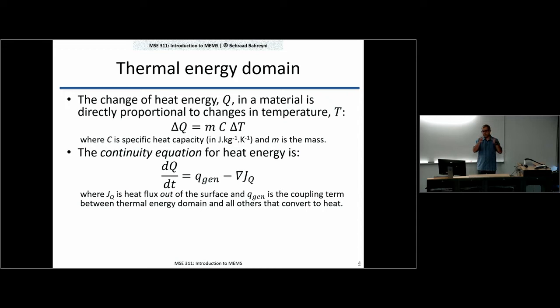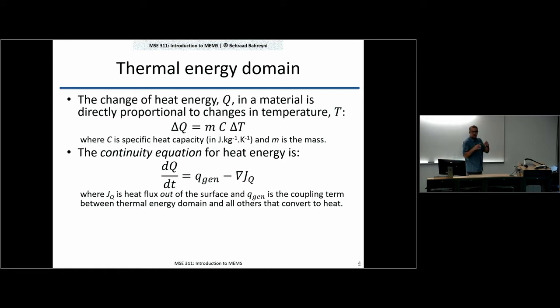Now, the continuity equation, on the other hand, says that the amount of variation in heat energy somewhere in a material over time depends on two parameters. Qgen on the right side is how much energy is produced here, right? And this accounts for all sorts of mechanisms to produce energy. For example, you can have illumination by a high energy laser beam. You can have Joule heating in the electrical domain. Any sort of heat generating mechanism goes in Qgen. That basically is your coupling mechanism to other energy domains.